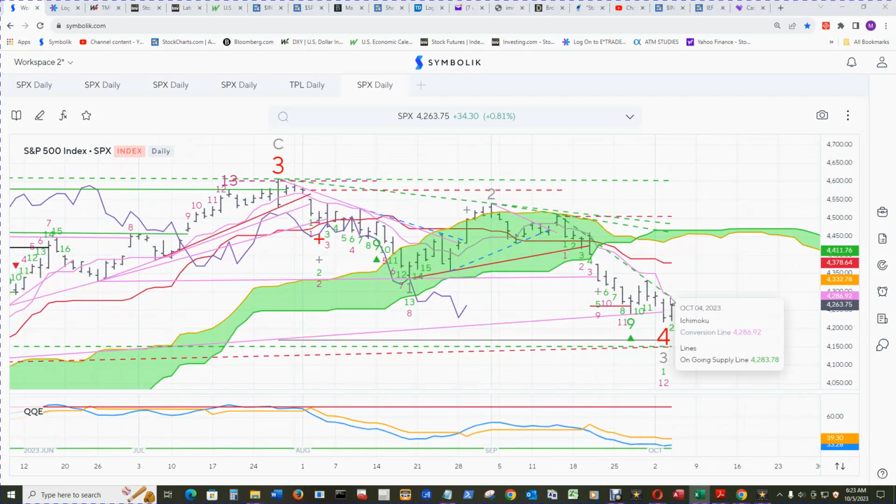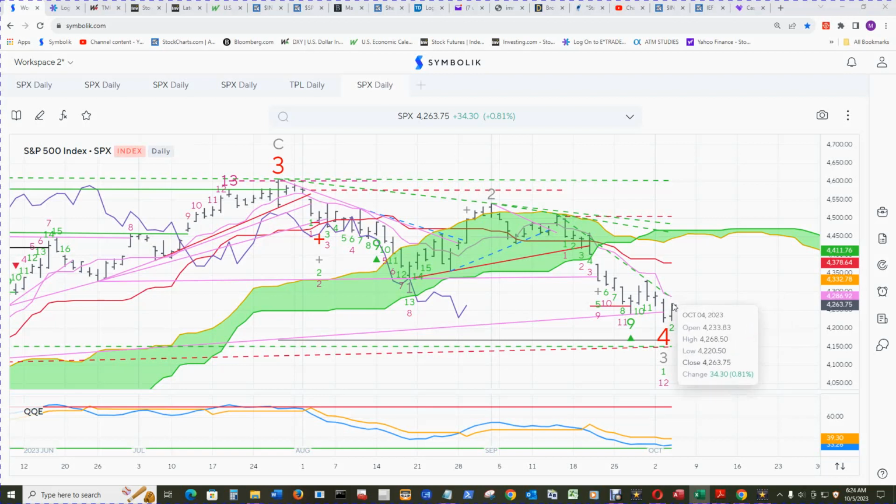And this ongoing supply line for today on the 5th is at 4267.48. Okay, so this is one of those rare instances where the high is at 4268.50, and this ongoing supply line 4267.48 is under this high.